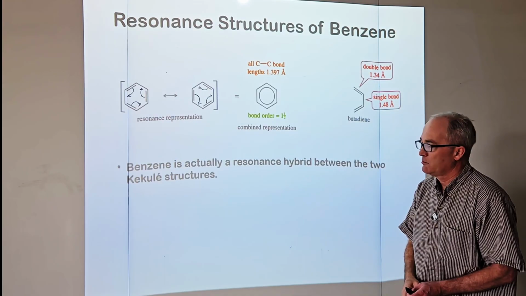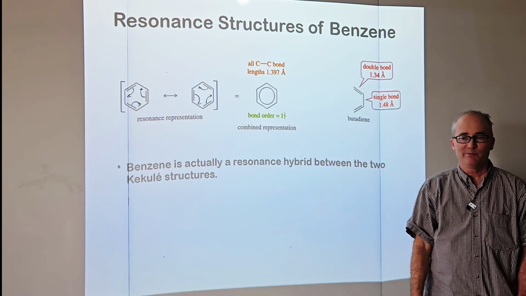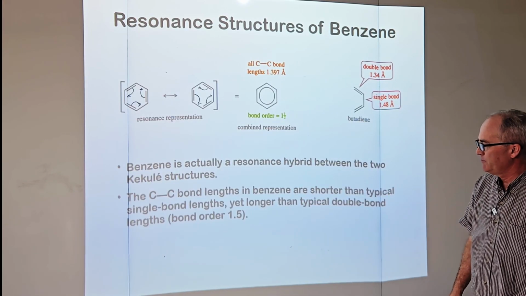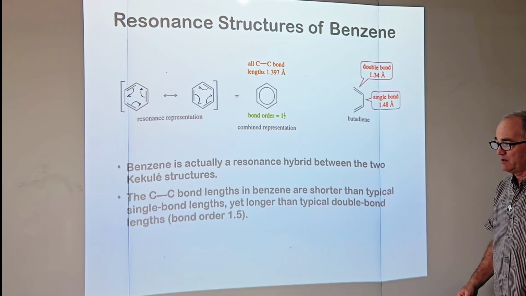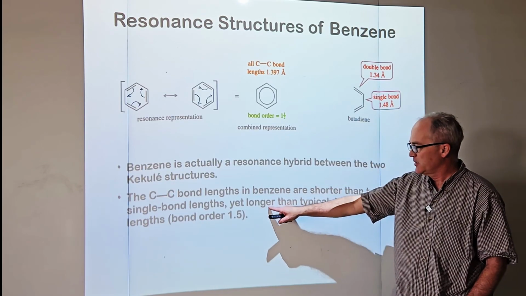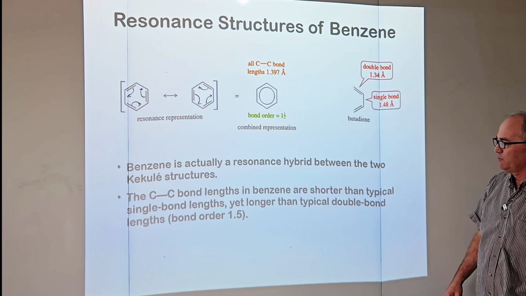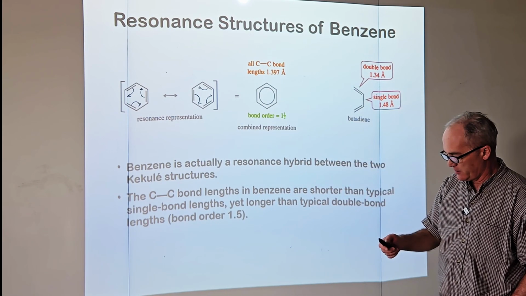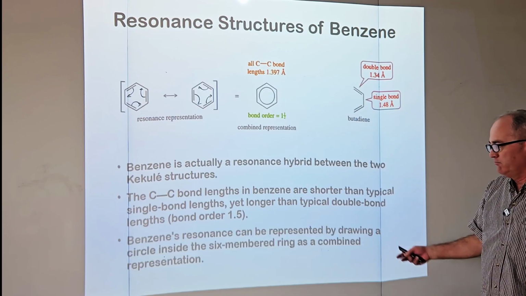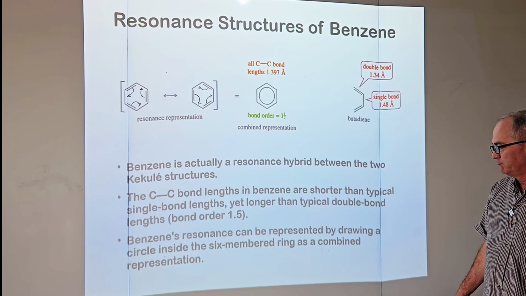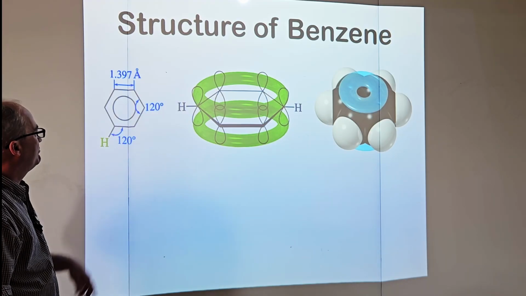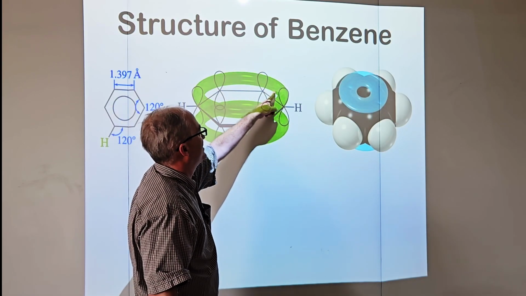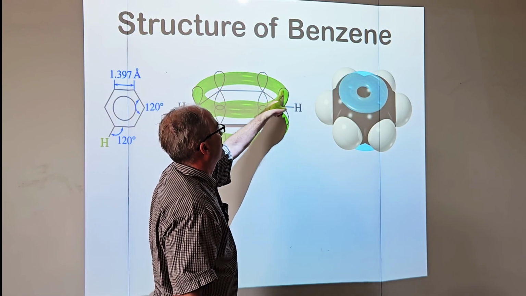Then of course, we could probably do something with the Heisenberg uncertainty principle and say we really don't know where the double bond is. The C-C bond lengths in benzene are shorter than a typical single bond length, yet longer than typical double bond lengths. And you might have done bond order in Chem 2. So we draw a resonance structure. We see a perfect 120 degree bond angle there, and we think about all these as unused p orbitals.